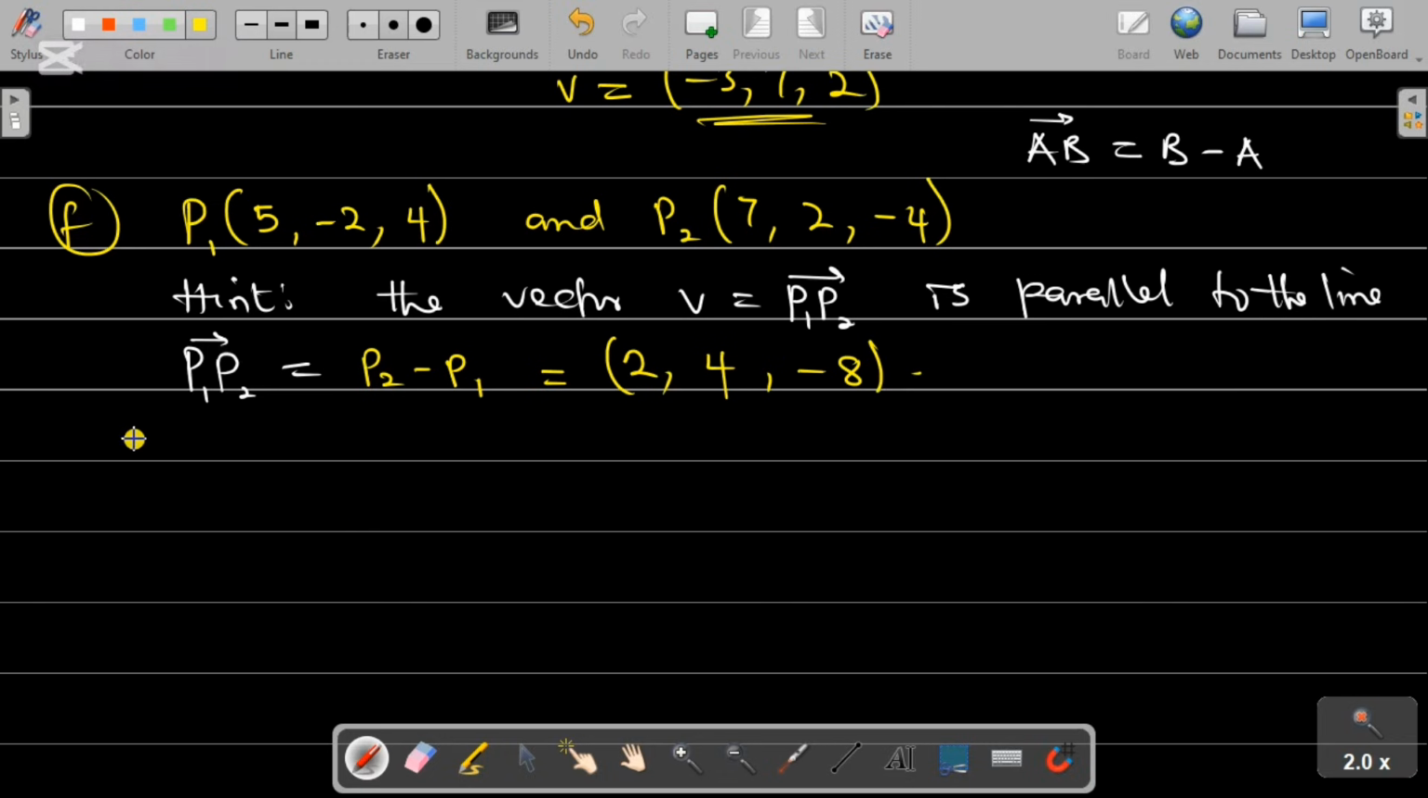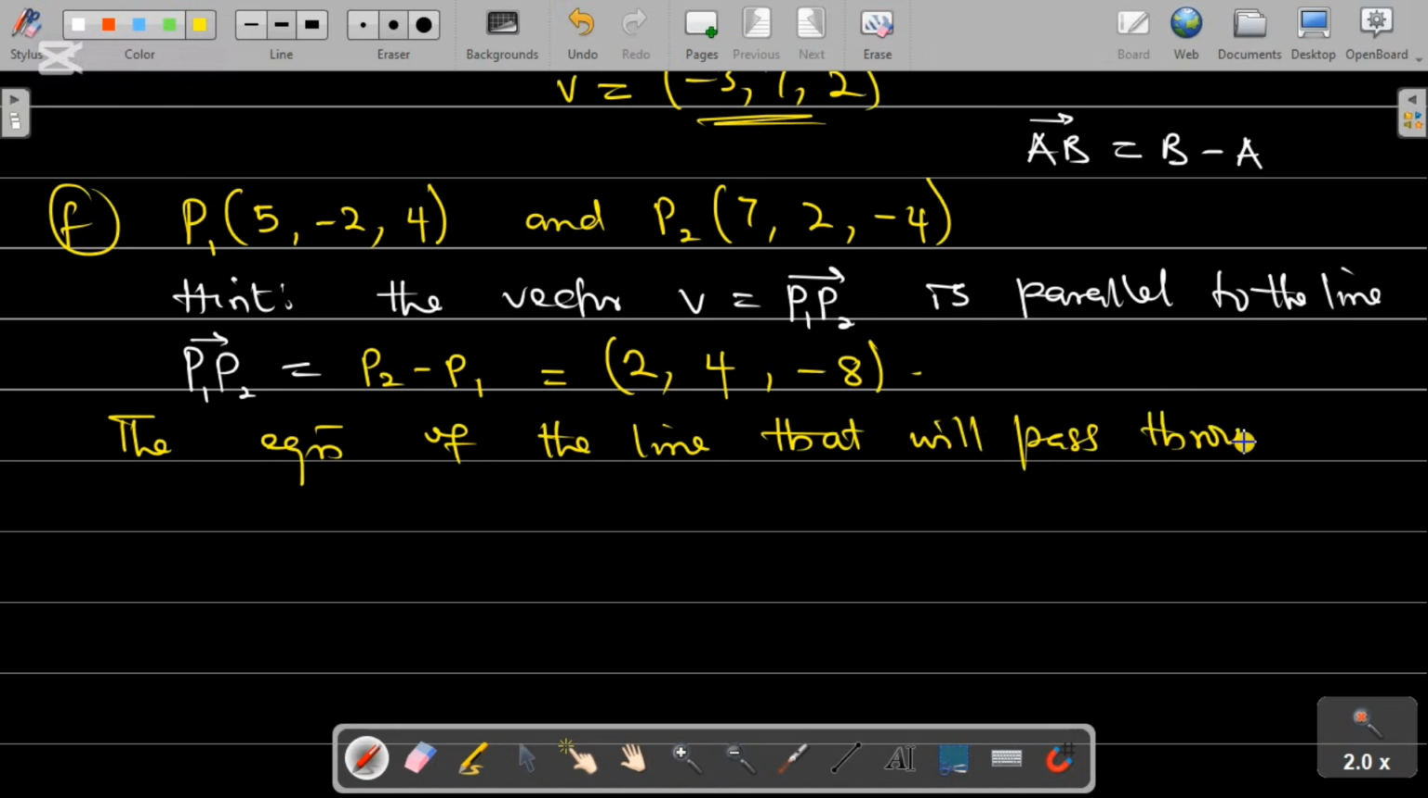And then to now get the equation you're looking for, the equation of the line that will pass through P1 is going to be given as, so how do you handle this now? Very simple. Remember that equation is going to have x, y, z. So that's the parametric equation. You are going to have the parametric equation for x, the parametric equation for y, and that of z. So three of them put together is the parametric equation of the line that you're looking for.